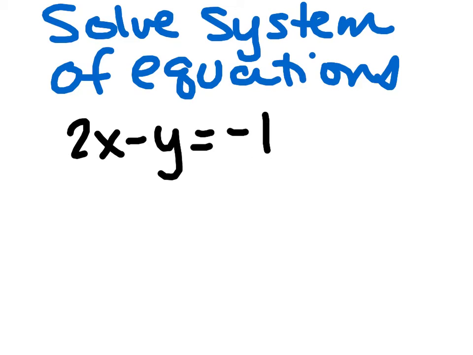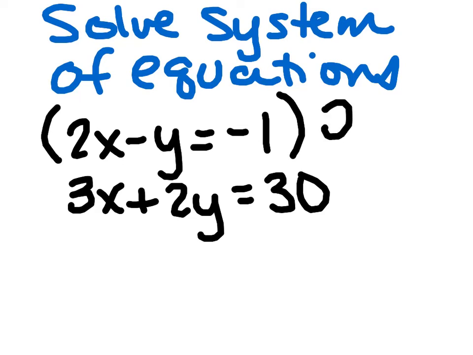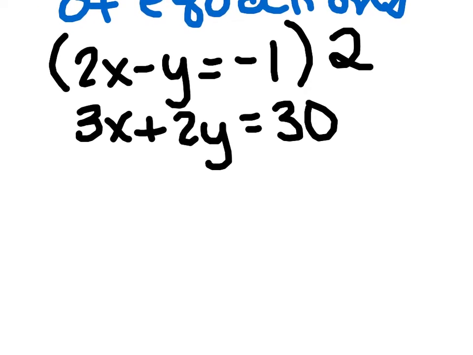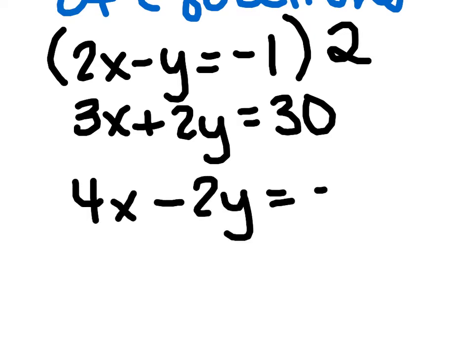equals -1, and 3x plus 2y equals 30. If I'm going to solve this using elimination, I would multiply one or both of the equations so that when I add them together, something eliminates. If I look at this top equation, I notice that if I multiply by 2, I'm going to be able to come up with 4x minus 2y equals -2.